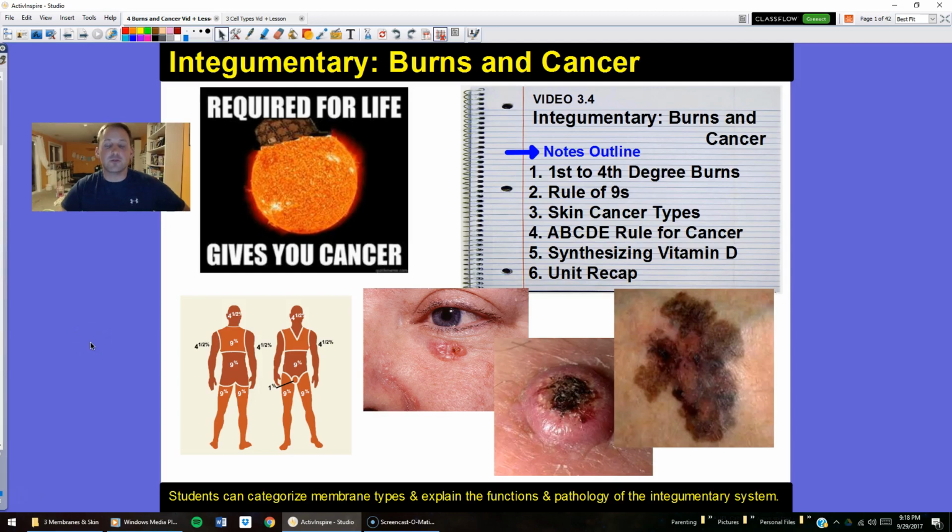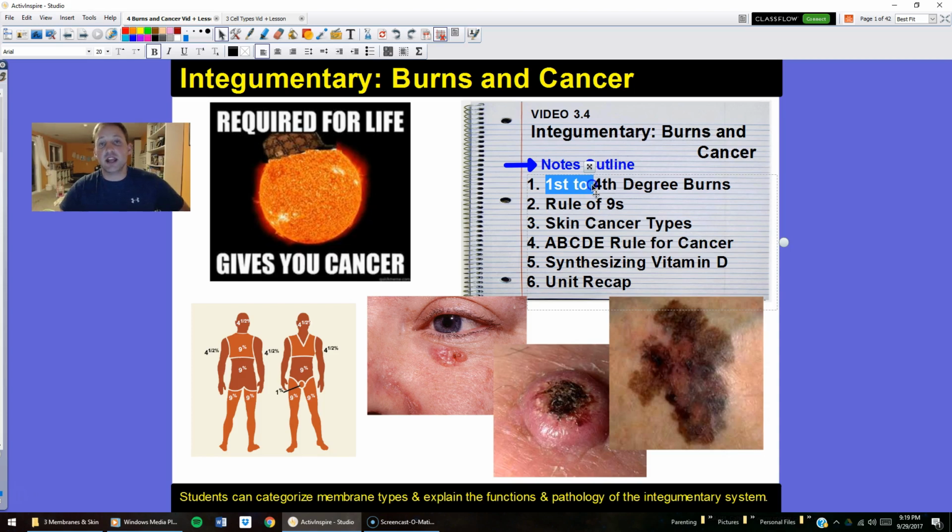Hey guys, we are here for the fourth and last installment in the Integumentary System video series, if you want to call it that. We are going to talk today about burns and cancer, two of the worst things that you might think about when you think about the skin, what they might suffer. We'll talk about first degree, second degree, third degree, and fourth degree burns.